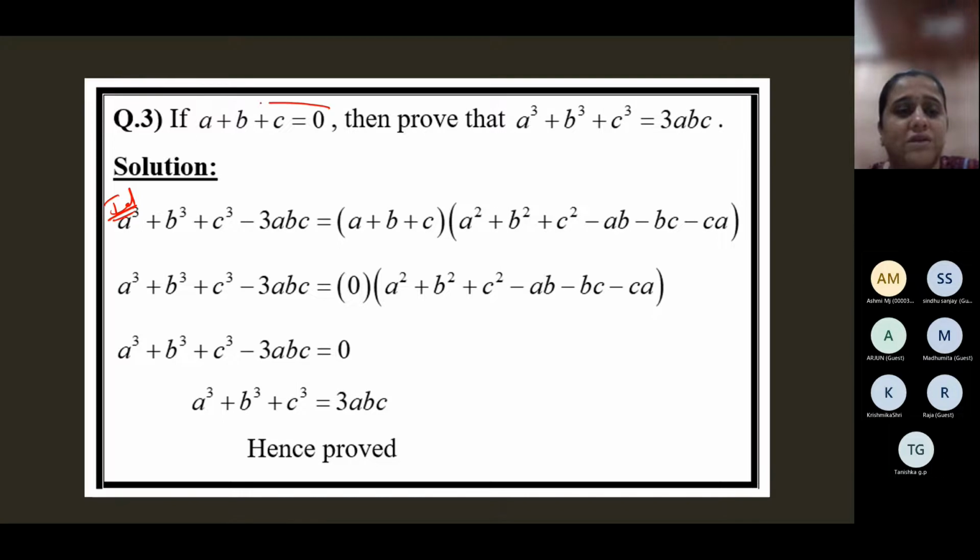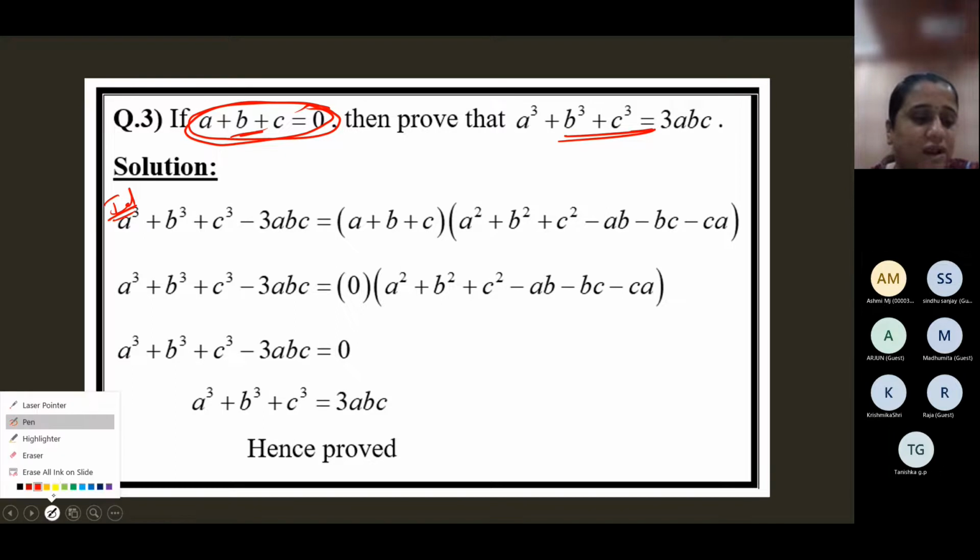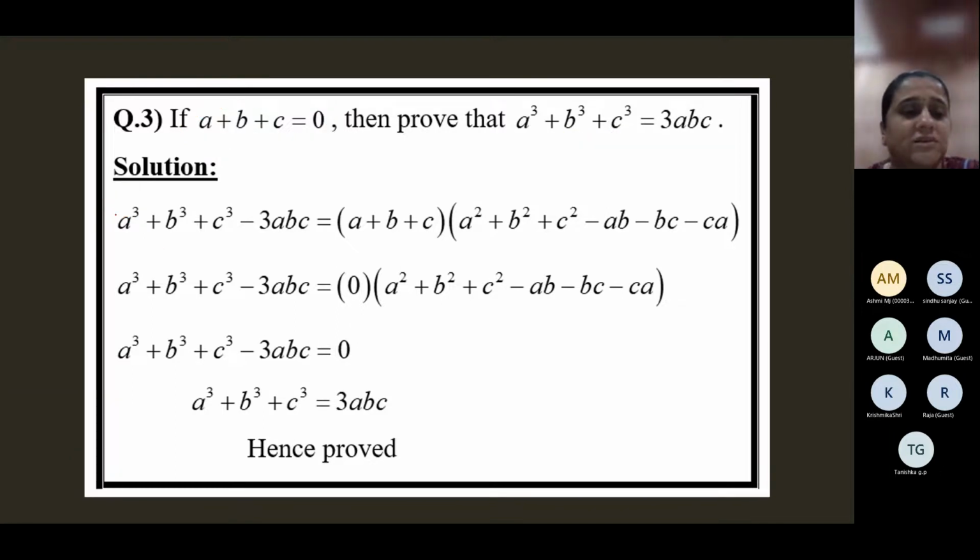What is given? A plus B plus C is equal to 0 is given to you. You have to prove this one. So first you write this identity. And then in this identity, in place of A plus B plus C, substitute 0. So what will you get? A cube plus B cube plus C cube minus 3ABC is equal to 0 into the second expression. So what is 0 into this? 0. So when you transpose, you get A cube plus B cube plus C cube is equal to 3ABC.